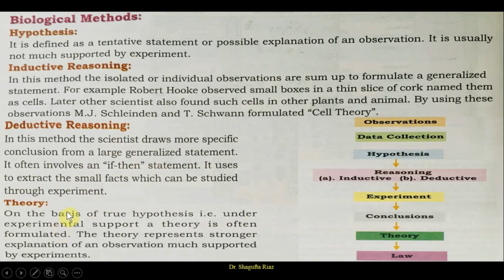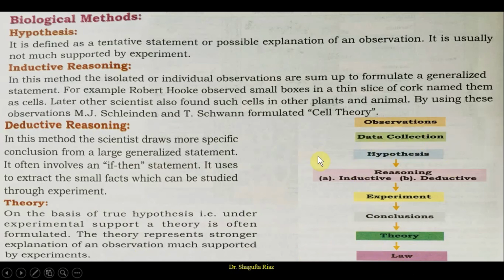And after this reasoning, theories are proposed on the basis of a true hypothesis that has experimental support. A theory is often formulated, and this theory represents a stronger explanation of an observation, well supported by experiment. When the theories are proved to be true under all the tested circumstances or experiments, then they are accepted as a law, right? Law, or the general principle, we can name it.